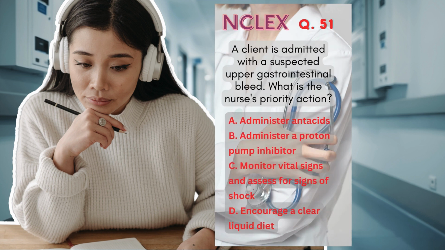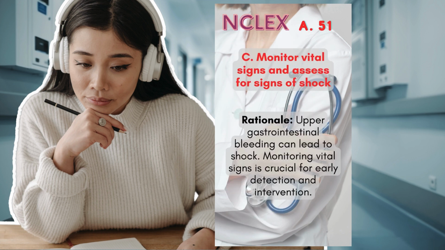Question: A client is admitted with a suspected upper gastrointestinal bleed. What is the nurse's priority action? A. Administer antacids. B. Administer a proton pump inhibitor. C. Monitor vital signs and assess for signs of shock. D. Encourage a clear liquid diet. Answer: C. Monitor vital signs and assess for signs of shock. Rationale: upper gastrointestinal bleeding can lead to shock. Monitoring vital signs is crucial for early detection and intervention.